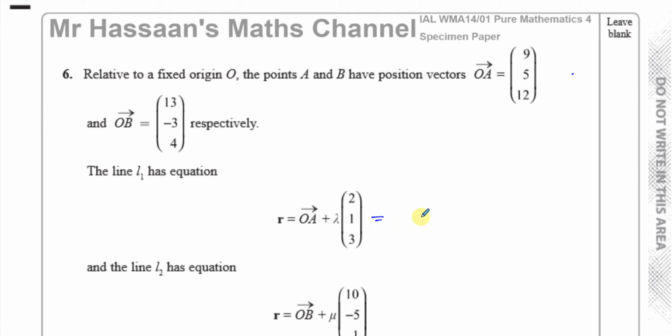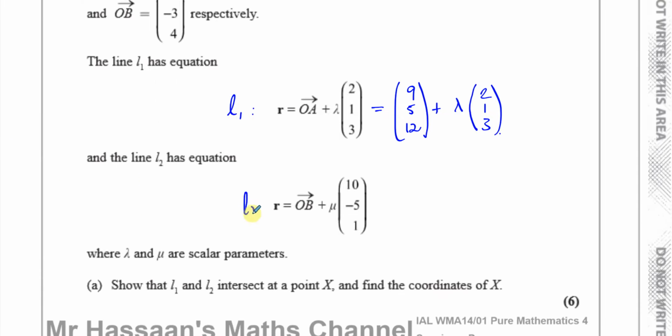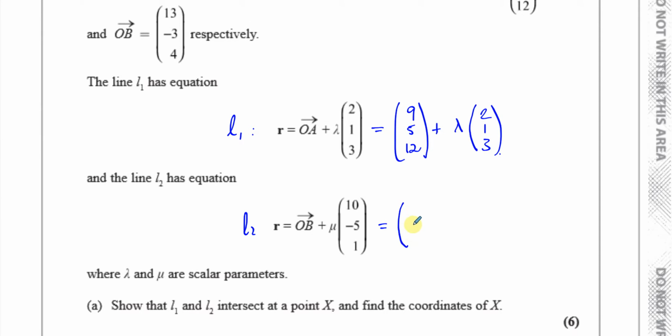So we could rewrite this, just write what O to A is, (9, 5, 12), plus lambda times the direction, which is (2, 1, 3). So this is line 1 vector equation, and line 2 we can write O to B as (13, -3, 4) plus mu, the scalar mu, times (10, -5, 1). Okay, so that's the equation of line 1 and equation of line 2.